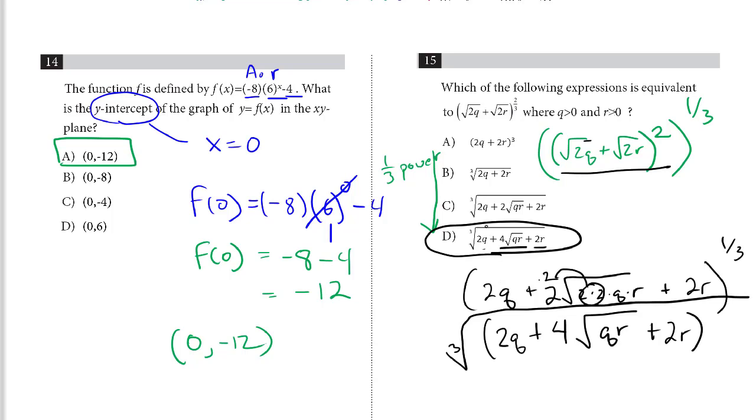And again, it might help, rather than foiling out your perfect square, to know the format of a perfect square. It's square the first, double the product of the 2, square the last. That helps compute it a good deal more quickly in many cases.